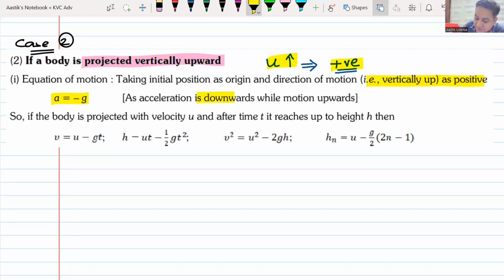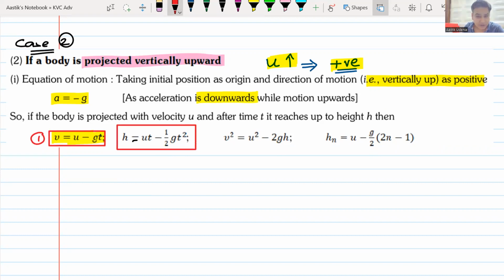Acceleration will be minus g because it is downwards. So now I can write the three equations. The first equation will look like this: v is equal to u minus gt. With proper sign convention, g is taken as negative. Do we understand this? Please raise your hands. H, which will be the displacement in the upward direction, will be positive, u will be positive, but g would be negative. Therefore, the equation will look like this. This is equation number 2. Do we understand this? Yes or no? Please raise your hands.